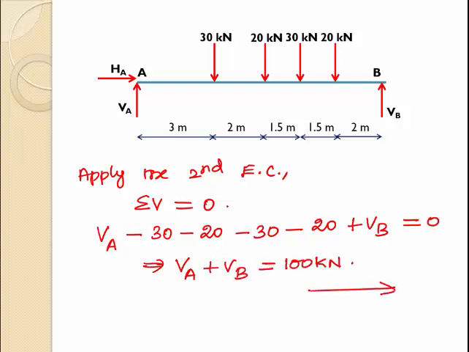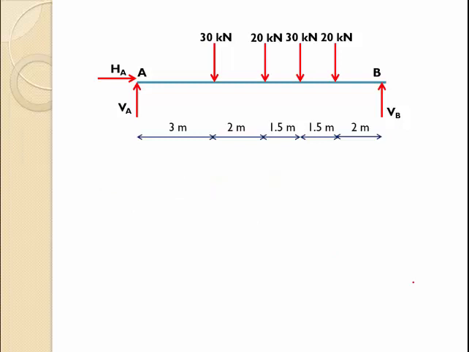So we can keep this as equation 1, because there are two unknowns to be calculated in this equation, VA and VB. So now we can apply the third equilibrium condition, that is, the summation of moments about any point on the beam is equal to 0. I am going to consider the left point, that is point A. So starting from point B, we can calculate the moments of all the forces about point A.